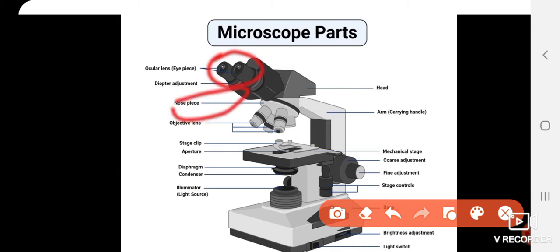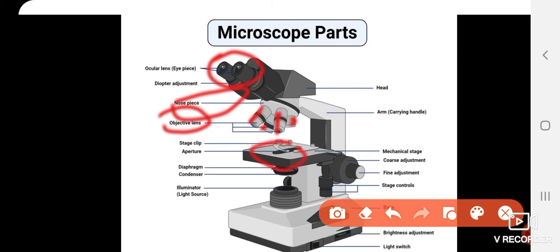Then you have a nose piece. This nose piece has 4 objective lenses. The first one, or the smallest one, is the scanner, which is 4x. Then you have the low power, which is 10x. Then you have the high power, which is 40x, and you have the oil immersion, which is 100x.